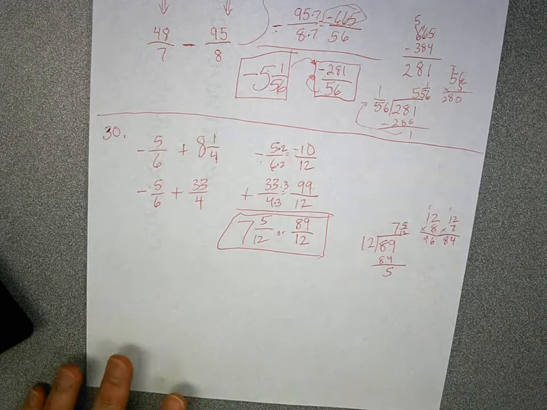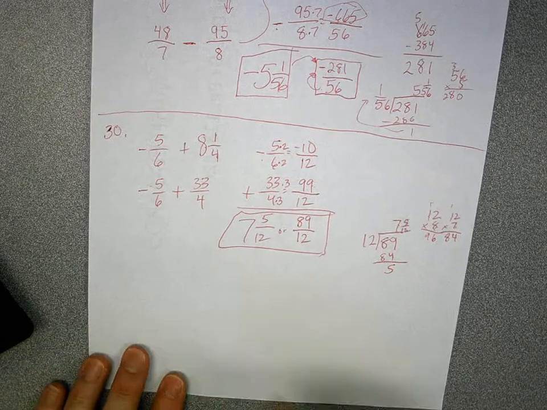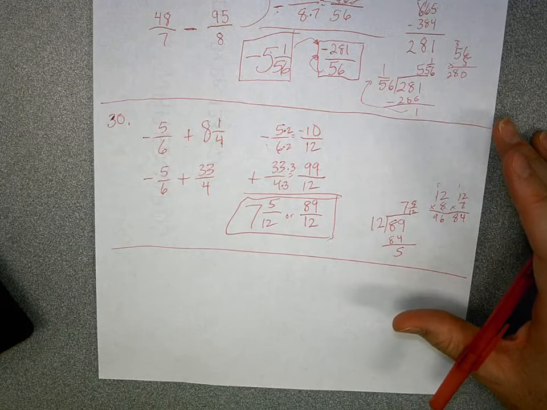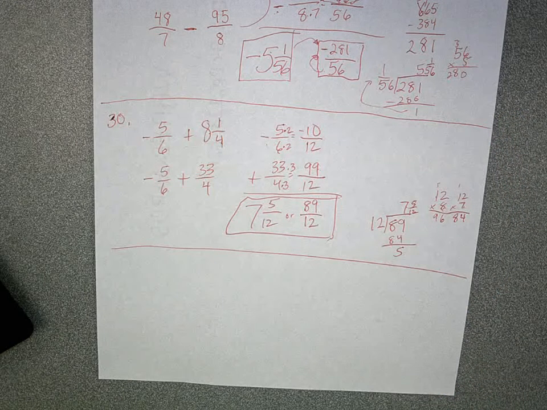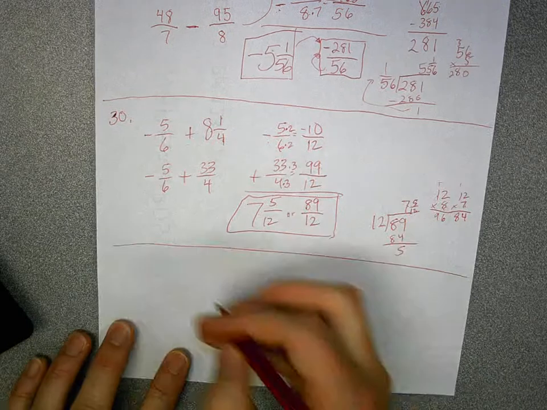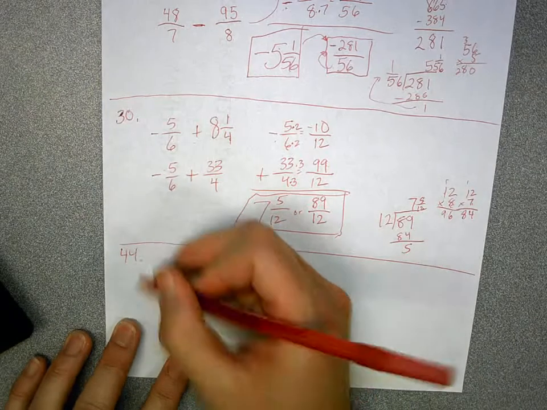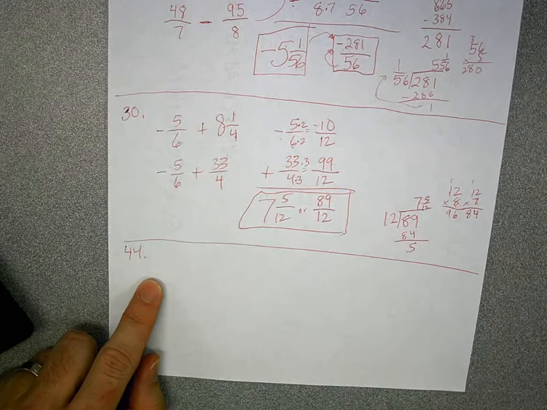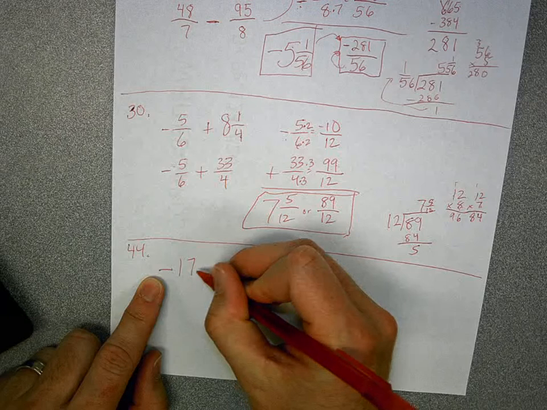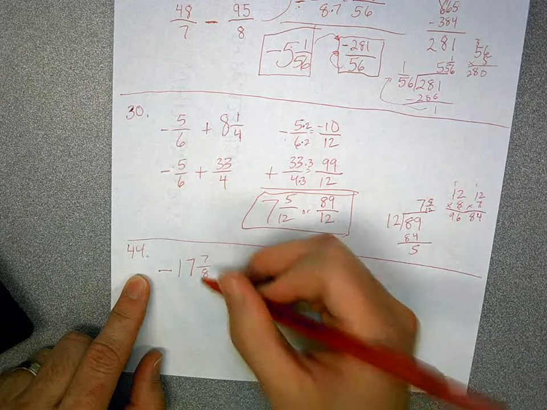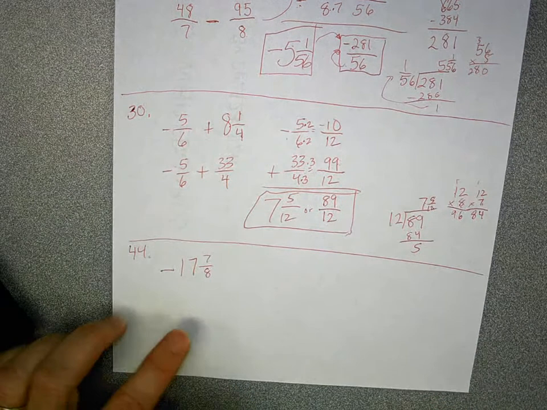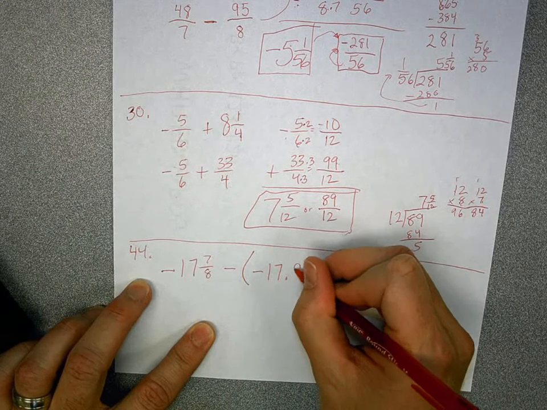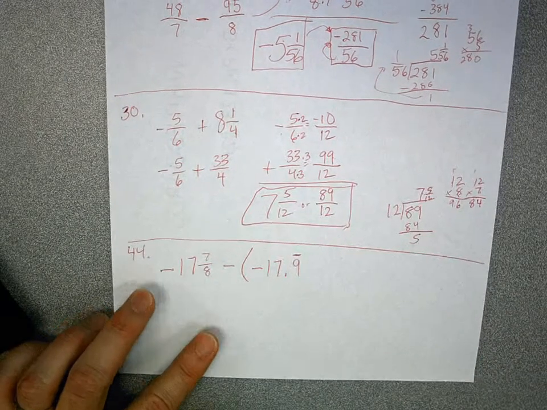Okay, next problem. All right, our next problem I want to do is problem number, let's flip over to page 130. On page 130, it's problem number 44. Okay, so we have a little twist in this one. So problem number 44 is negative 17 and 7/8, and we have minus a negative 17.9 in bar notation.